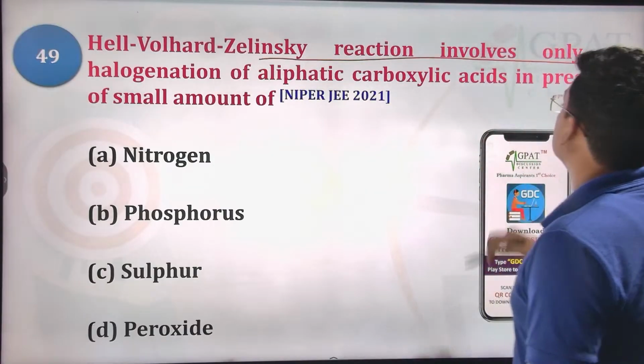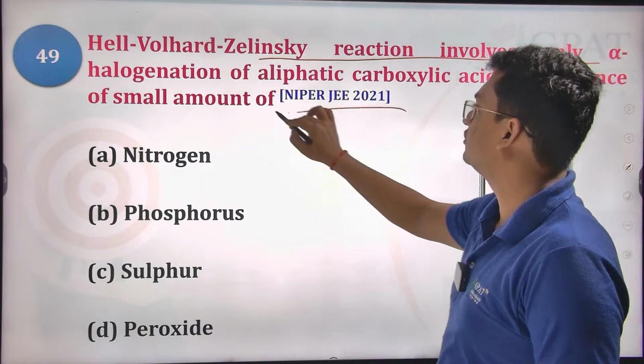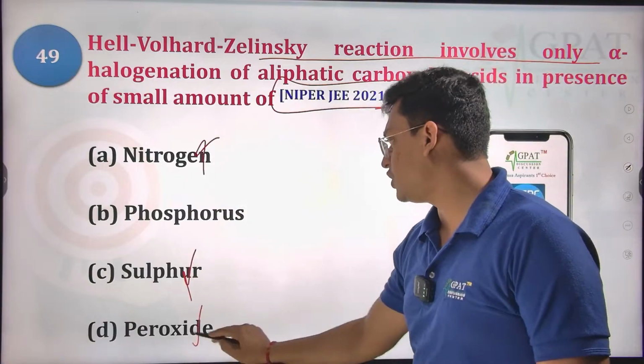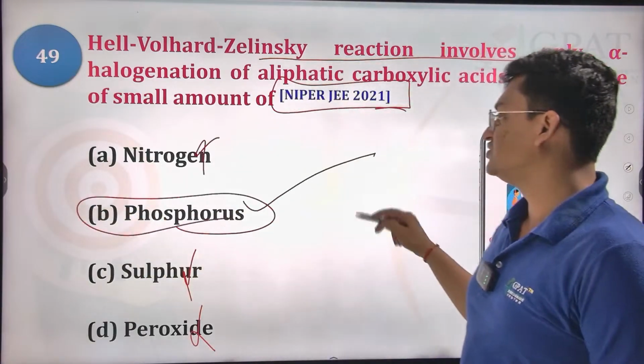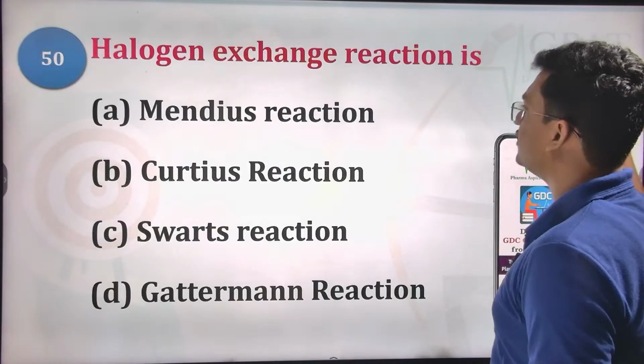HVZ reaction involves only alpha halogenation of aliphatic carboxylic acid in the presence of a small amount of red phosphorus. So yes, B is the correct answer, red phosphorus.